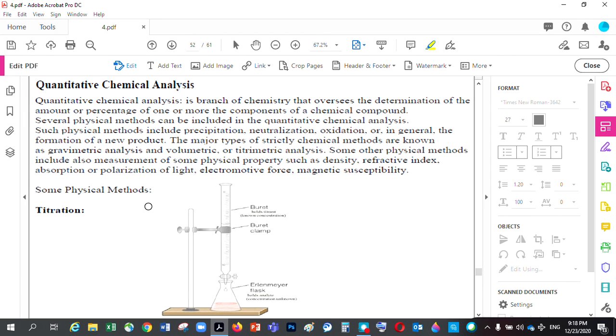Now we'll go for the quantitative chemical analysis. Well, it turns out the quantitative chemical analysis is a branch of chemistry that deals with the exact amount or the percentage of the components during the chemical reaction. And we can use gravimetric analysis. There are a couple of types; we will discuss just 3 of them.